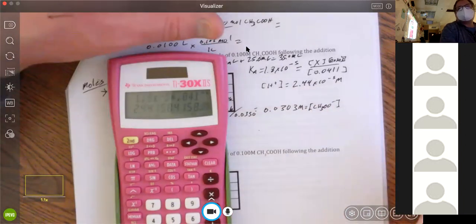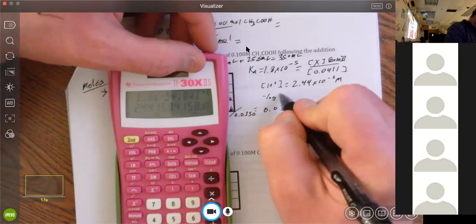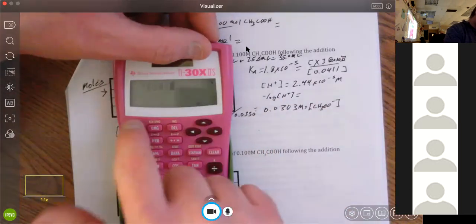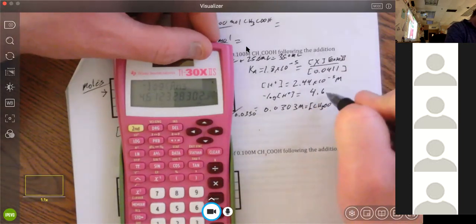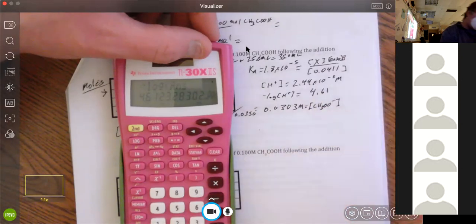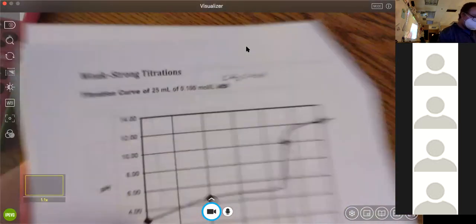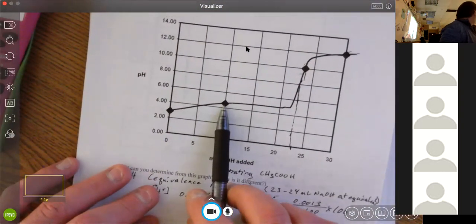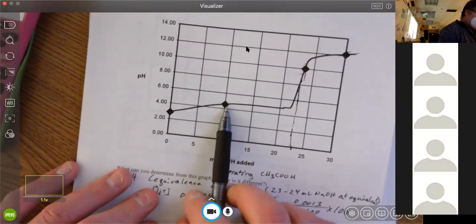So how can we get the pH from that? Negative log. So we hit negative log of that, and we get 4.61. So after we add 10 milliliters, we should be at 4.61. So that's the first point plotted on this right here.